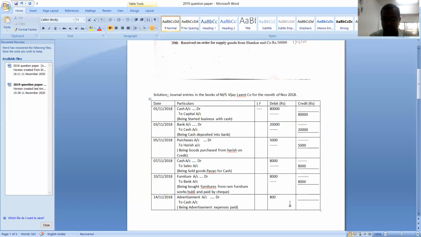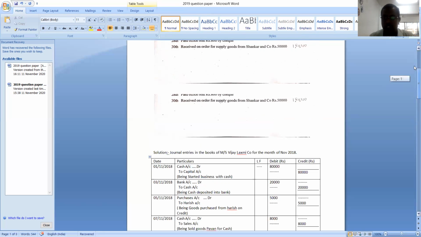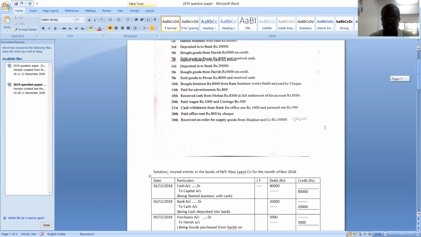Next, here this one will be nil. And in the credit column, parallel to the name of the account that is debited, it is nil. And here, sorry, we should write the amount. So in the credit column, we should write the amount parallel to the name of the account that is credited. Understood? This is how we need to pass the journal entry. So let us move to the next transaction.